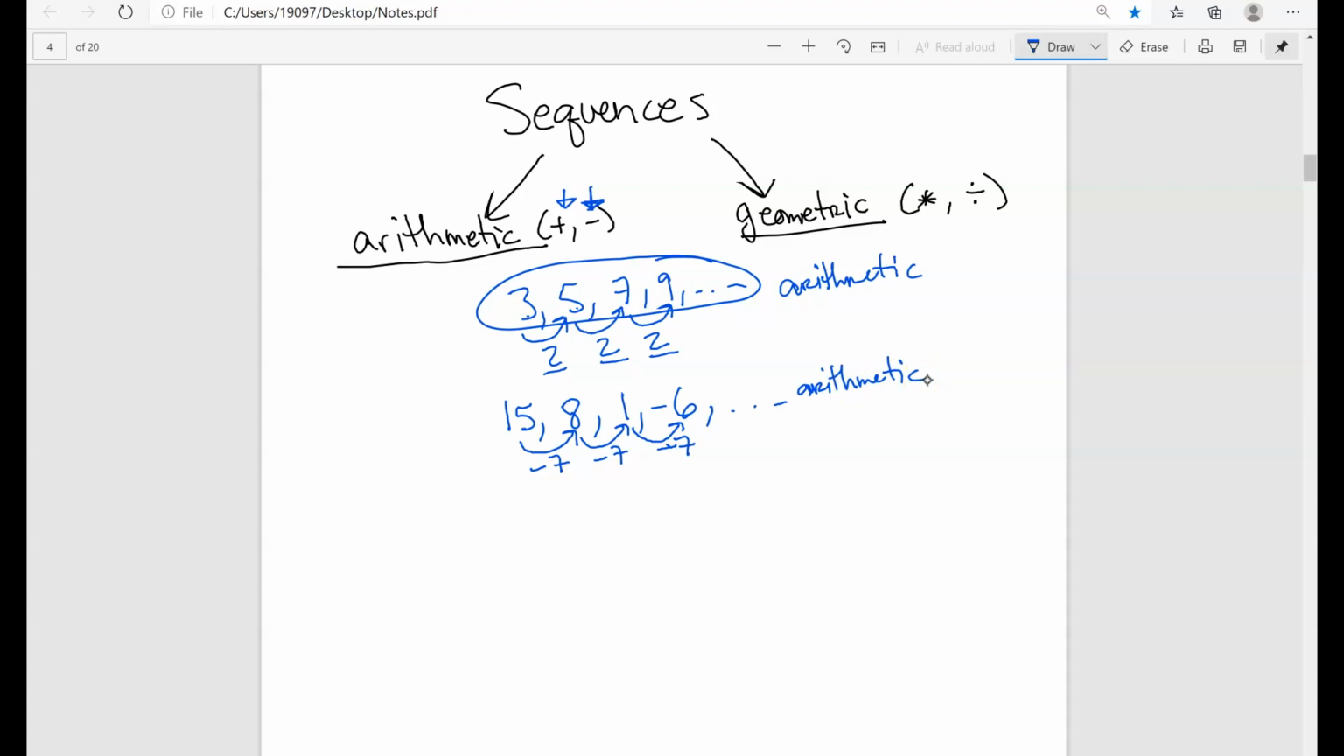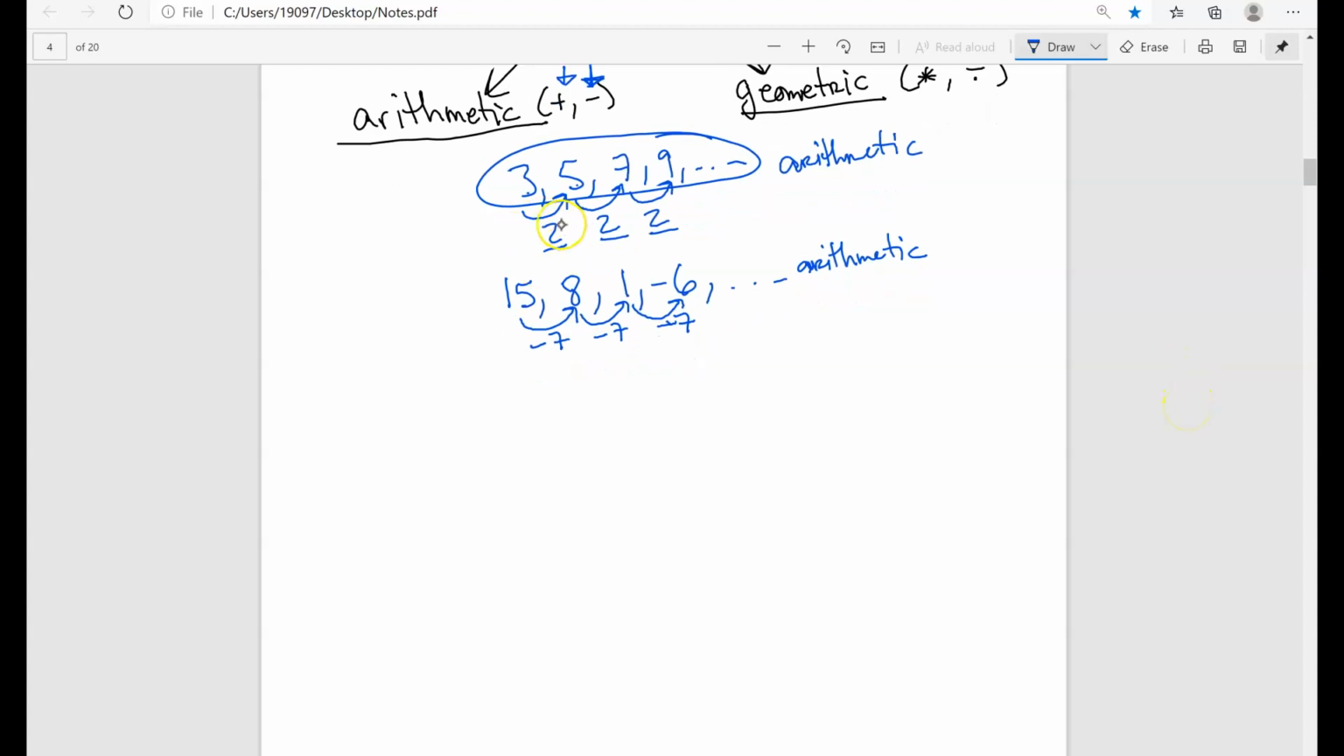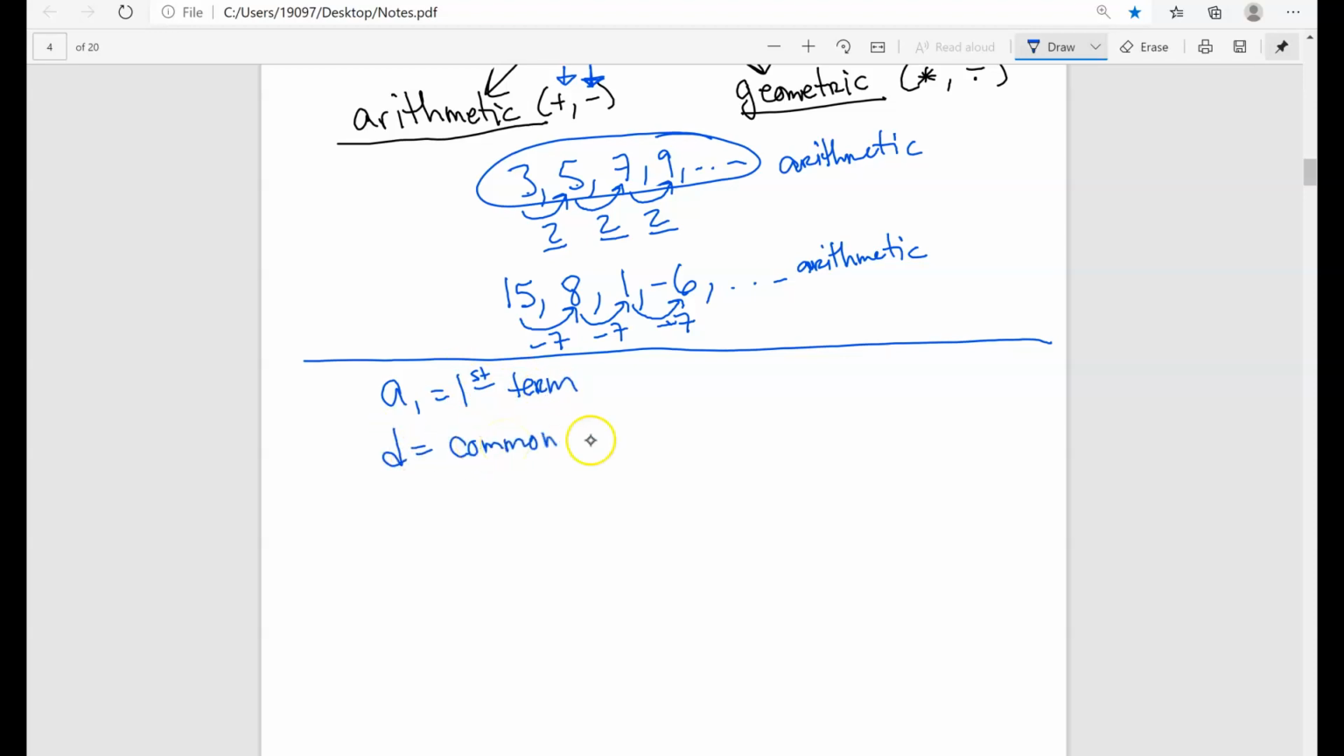Okay, so what we're going to try to do is see if we can come up with a formula for arithmetic sequences. The way that we're going to do it is we're going to have a couple of terms. A1 is what we're going to call the first term. D here is what we're going to call the common difference. This D value for the first sequence was equal to 2 because I was adding 2 to each individual term to get to the next one. For this one, D would be -7 because I was subtracting off 7 each time.